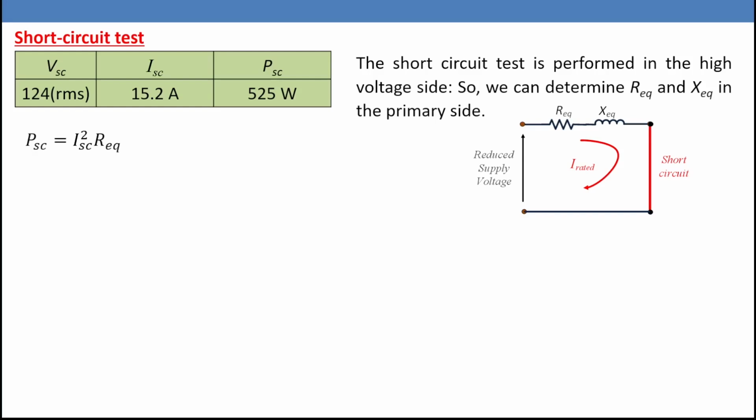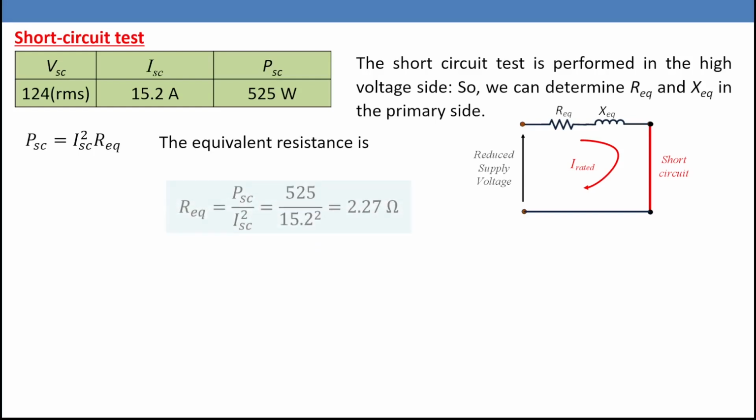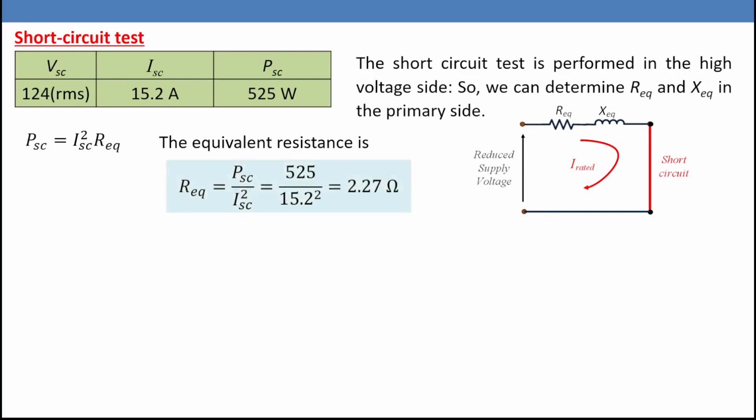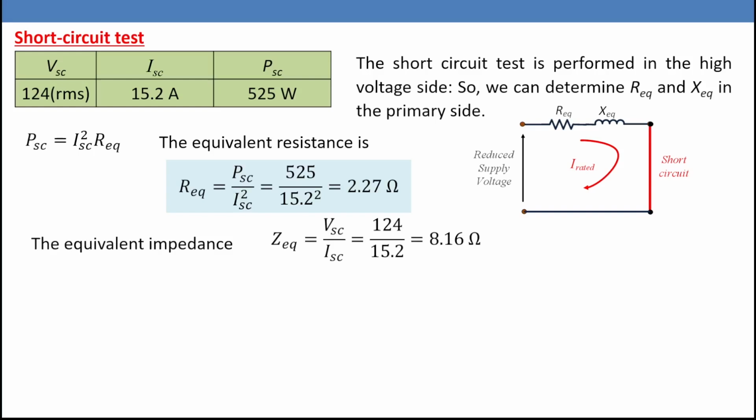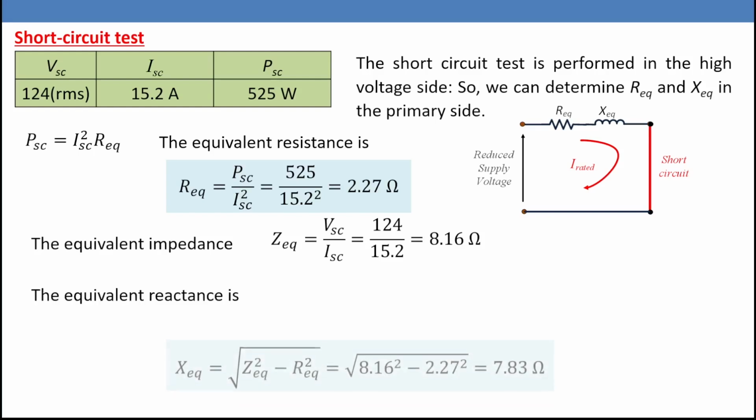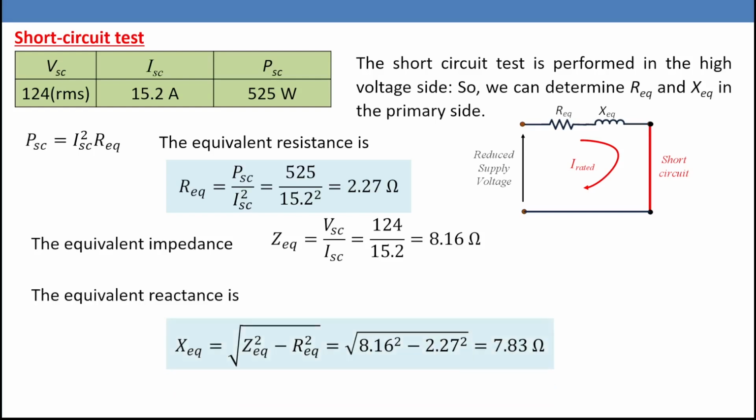We start with this equation: P short circuit equals I short circuit square R equivalent. From this, we can determine R equivalent, which equals 2.27 ohm. The transformer impedance Z equivalent equals V short circuit over I short circuit, which equals 8.16 ohm. From this we can determine X equivalent, which is the root of Z equivalent square minus R equivalent square, giving 7.83 ohm.